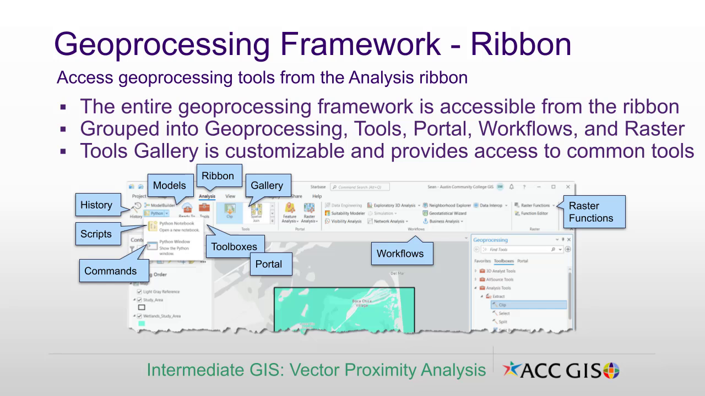And so if we look at the image at the bottom, you can see the analysis ribbon. If I want to access the toolboxes or portal, I click on the tools button. If I want to access a tool, I can click in the tools gallery there. For example, clip. I can access workflows. I can access models, scripts, and commands, as well as the geoprocessing history.